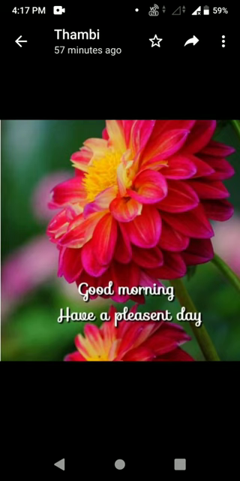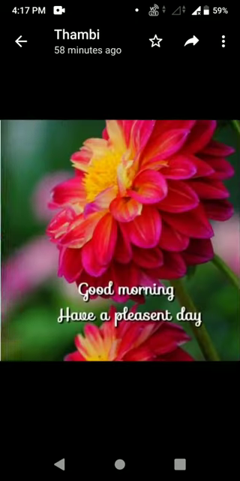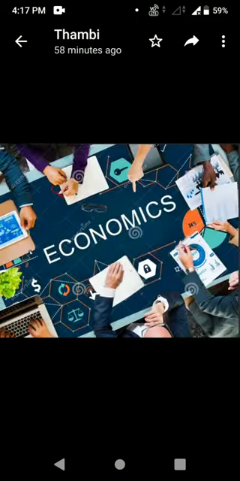Today we can learn in social science about the chapter economics. In that, economics about national income. Hello students, do you know what is economics? From which word has this economics derived, and who is the father of economics? Do you know?